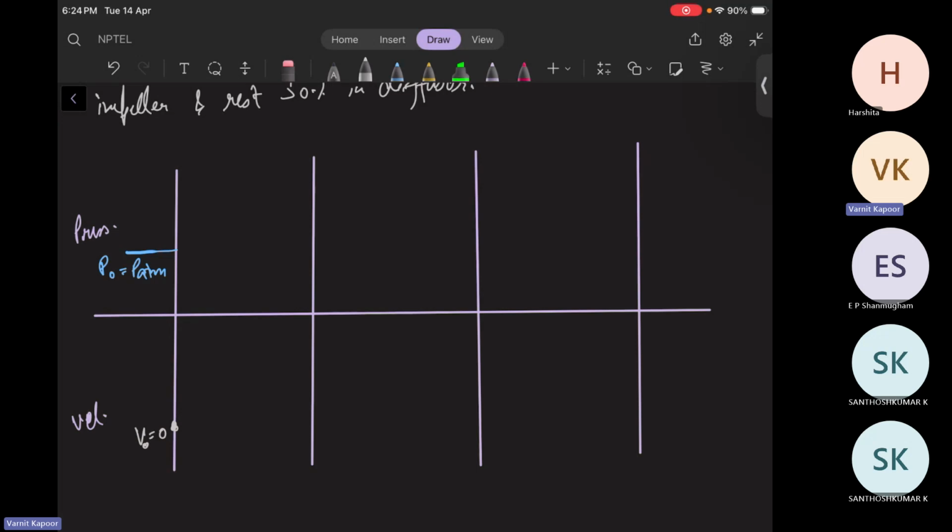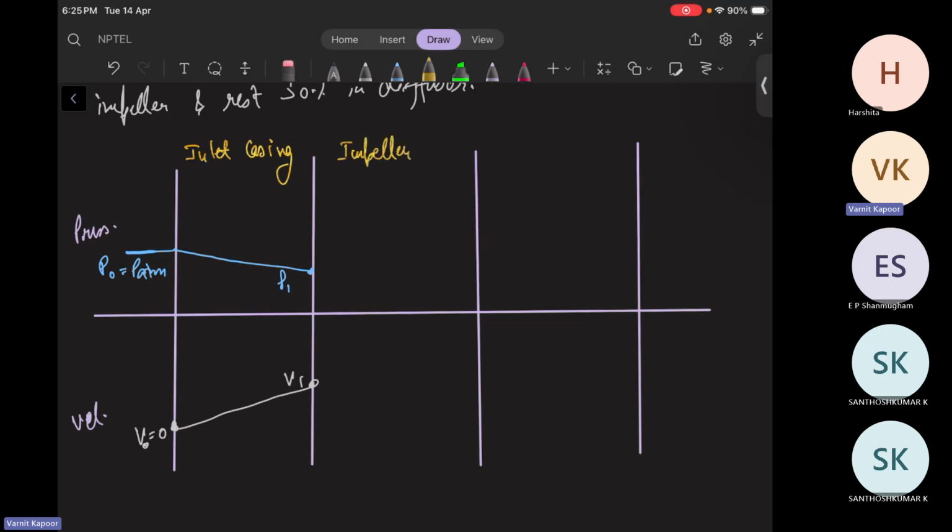Velocity increased as you started the machine. Velocity increased at the inlet, let us say to the point V1, and the pressure decreased to P1. So this was the case in the inlet casing region. Now we come to the impeller region.